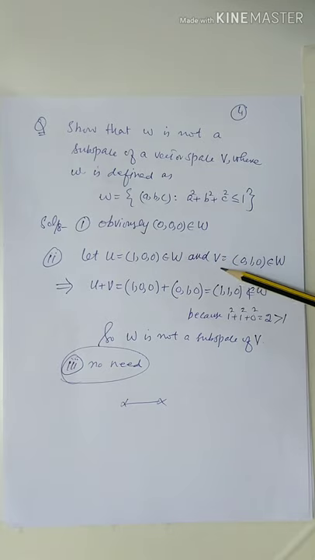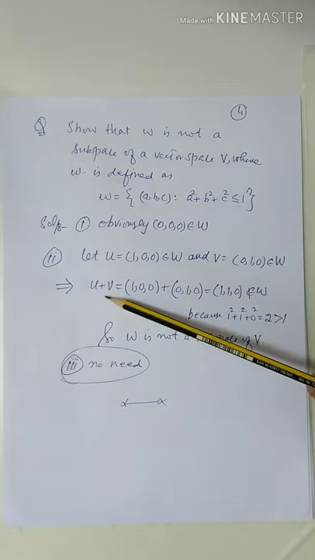And then similarly, I took V as 0, 1, 0. So your A is 0, your B is 1, your C is 0. If I substitute here, 0 square plus 1 square plus 0 square, again you can see 1 is less than or equal to 1. So it means V also belongs to W.